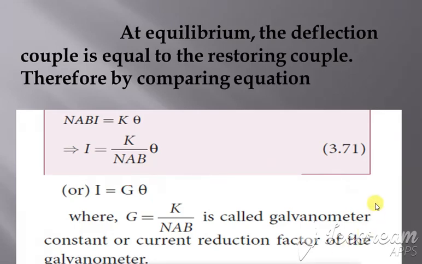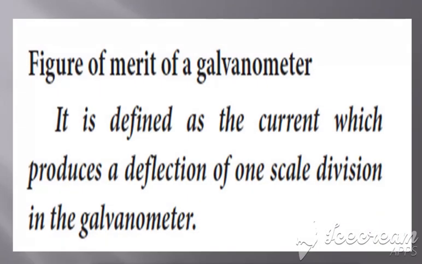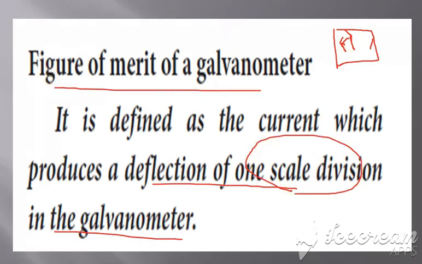Then next we are going to see the term which is said to be the figure of merit of a galvanometer. So what is meant by the figure of merit of a galvanometer is, it is defined as the current which produces a deflection of one scale division. So in this galvanometer, the scale starts from here, and if it produces only one scale deflection, that is called the figure of merit of a galvanometer.